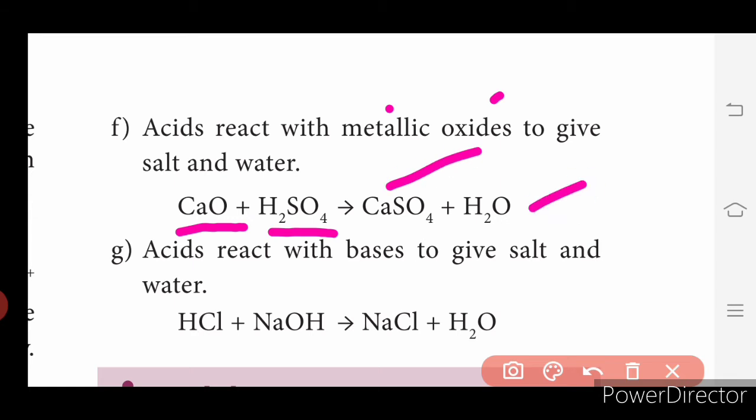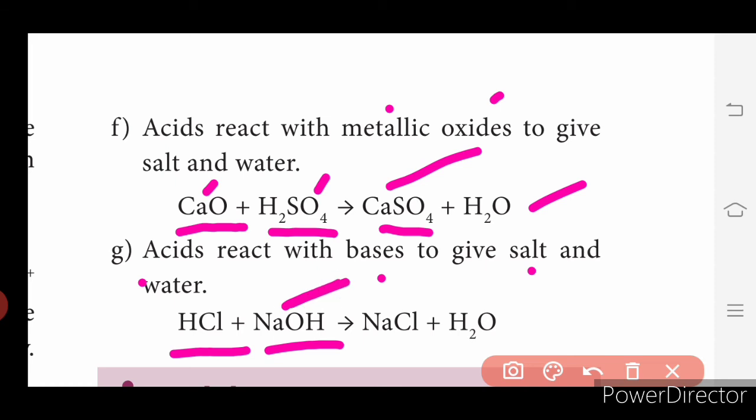So when acid reacts with a metallic oxide, it gives salt. CaSO4, calcium sulfate, is a salt, and then water. The second one, acids react with bases to give salt and water. When acid reacts with bases also, it gives salt. So HCl, hydrochloric acid, and NaOH, sodium hydroxide. CaO is a metallic oxide and NaOH is the example for a base.